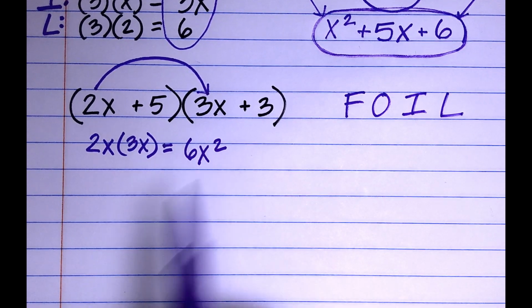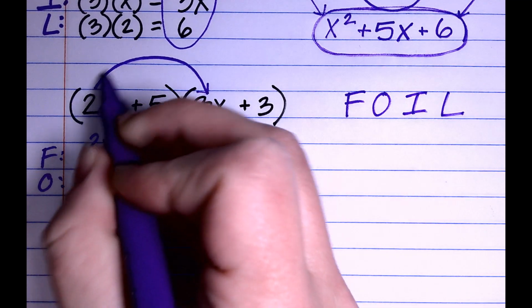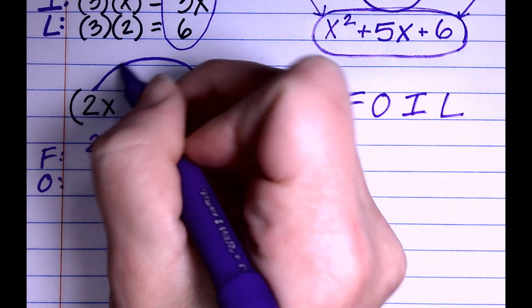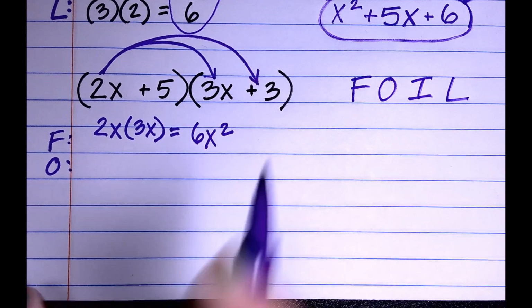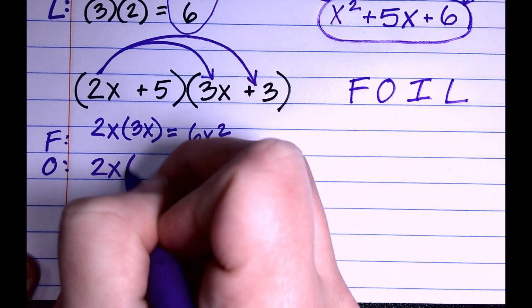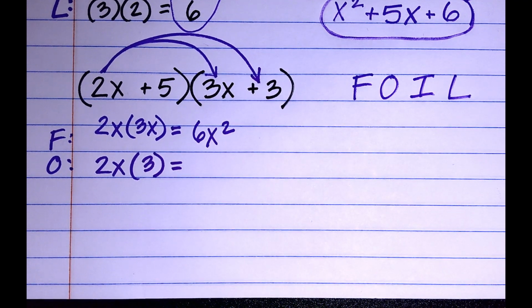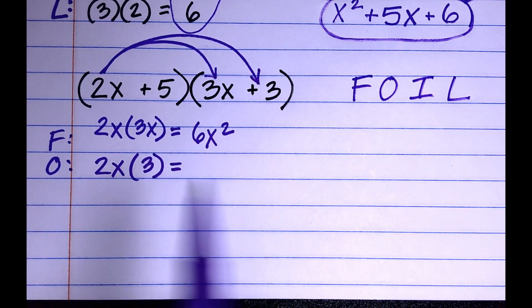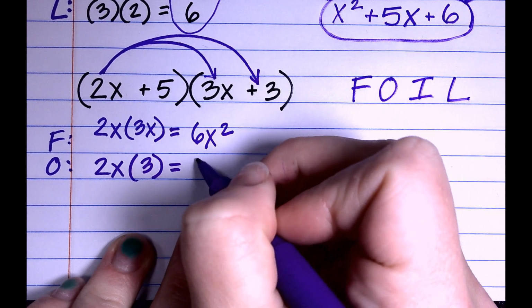My outer terms, which are what? 2x times 3. Good. I don't know why I wrote that not on the line. That's going to bother me. 2x times 3. Okay, and what is 2x times 3? 6x. Good.